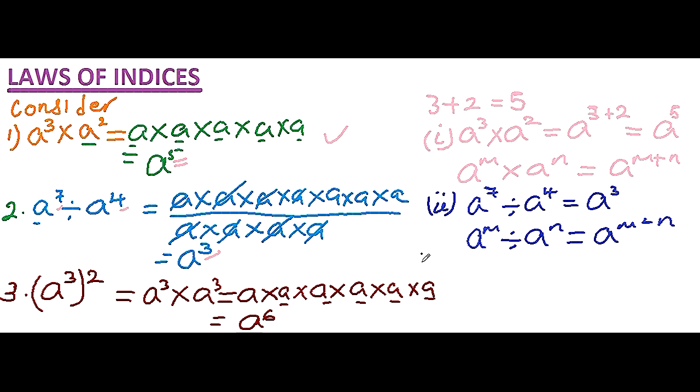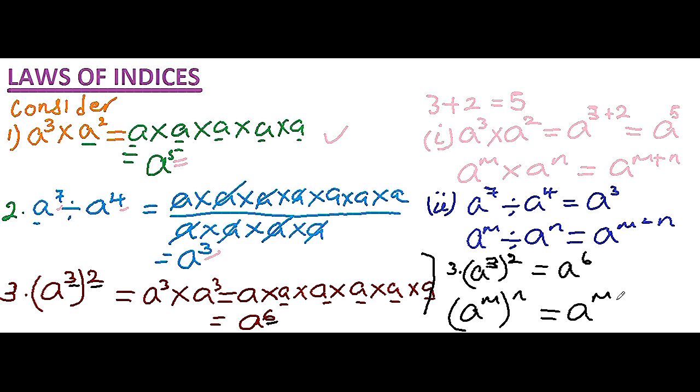Now we go to the third one. The third one, we have a to power 3 in brackets squared. When we multiply 2 times 3, we get 6. Therefore, we can say a to power 3 in brackets squared gives us a to power 6. And therefore, the third row of indices is a to power m in brackets to power n is the same as a to power m multiplied by n. So this is the first, second, and third row of indices. We are going to look at a few examples, but before that, there's something we need to note.